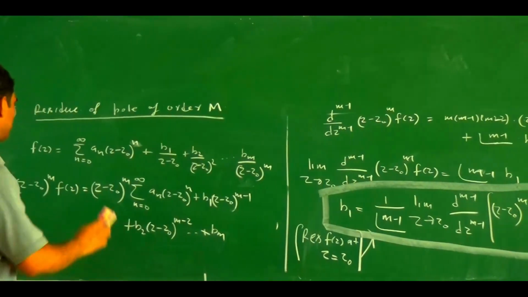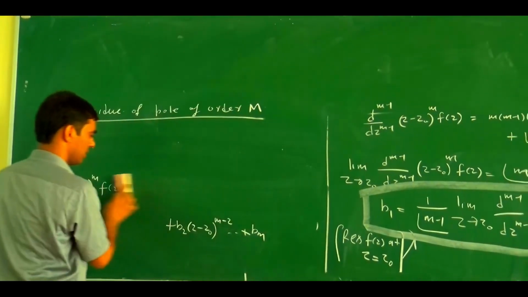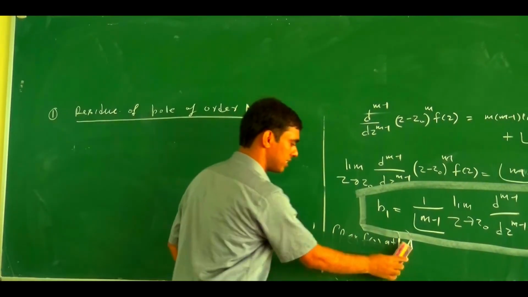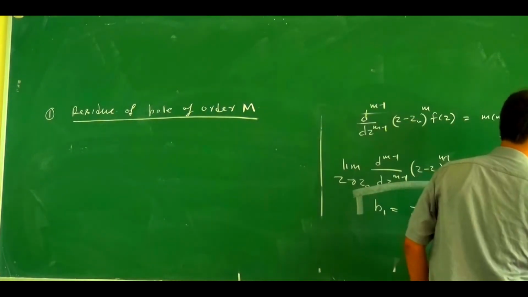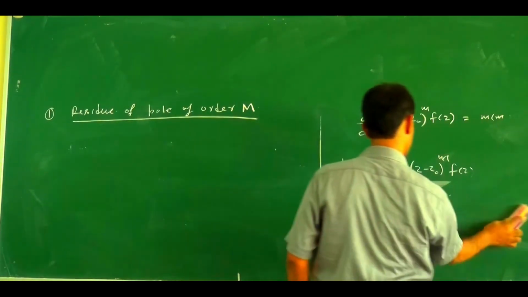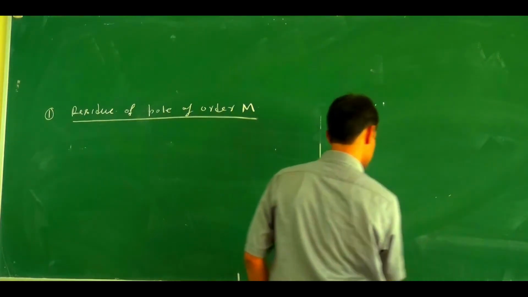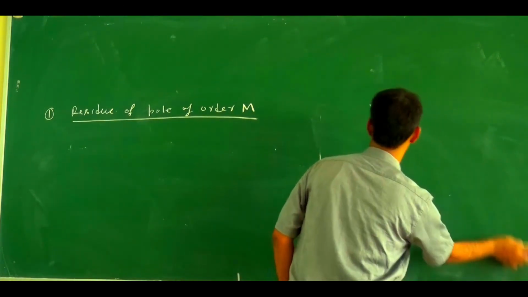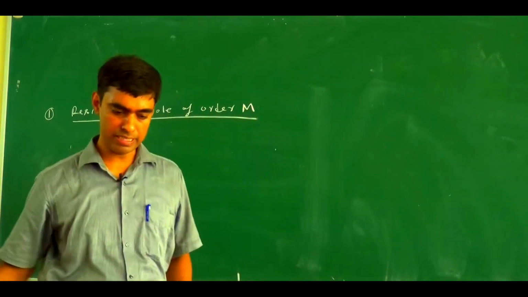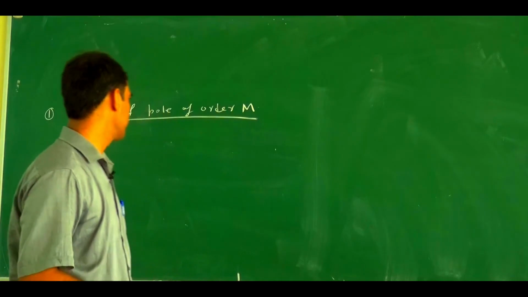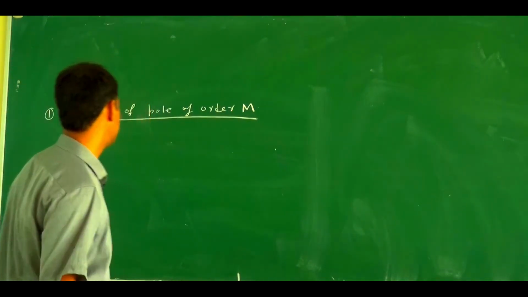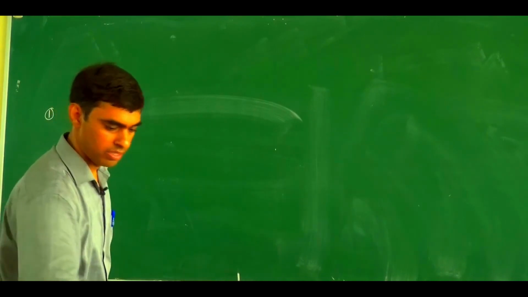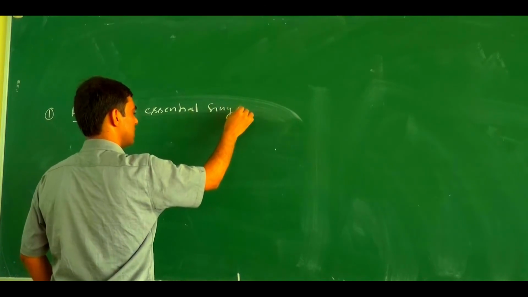So in case of an essential singular point, how do we find the residue? There is no such procedure like for a pole of order 1, pole of order 2 or pole of order m. In case of an essential singular point, how do we find the residue? Residue at an essential isolated singular point.